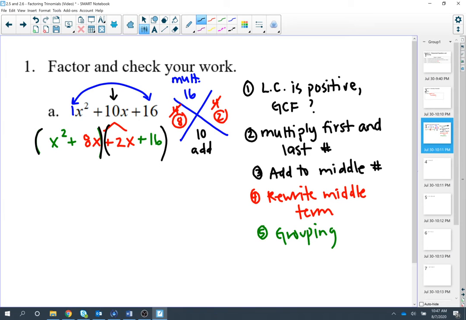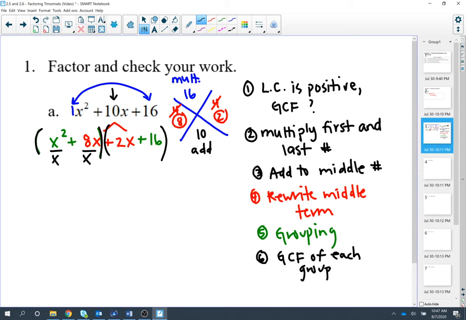And once you do your grouping, you're going to look at your first 2 and you're going to go, okay, well, what is the GCF? So maybe I should make this step 6. GCF of each group. Okay, so x squared plus 8x. What is the greatest common factor that can come out of an x squared and an 8x? And the answer to that is an x. I can take an x out of here and an x out of here.